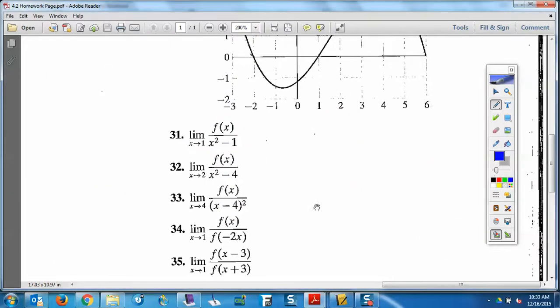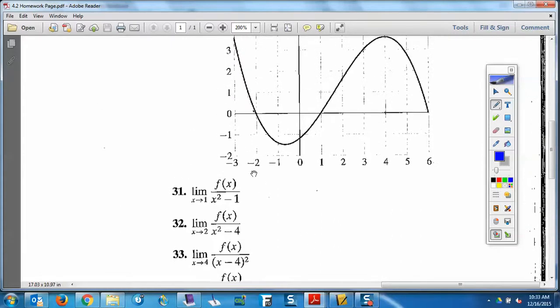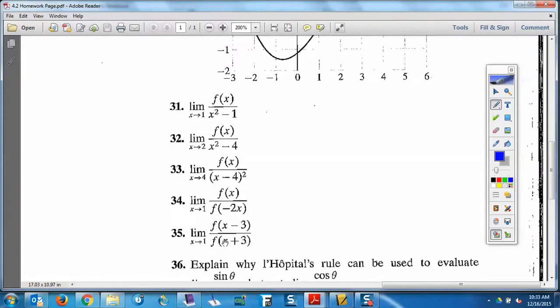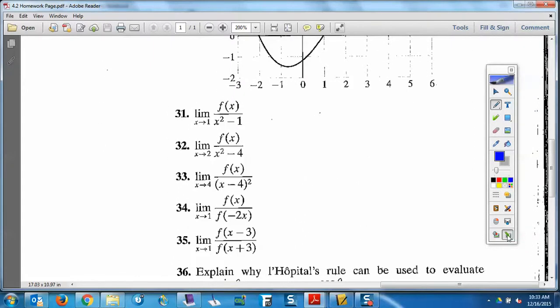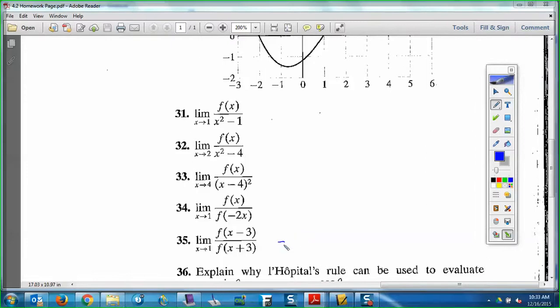Okay? So, same picture. X approaches 1. Now, notice it's f of x minus 3. So, we're going to put a 1 in. 1 minus 3 is negative 2. So, what's f of negative 2? 0. Then we put a 1 in here. 1 plus 3 is 4. F of 4, 3.5. So on number 35, we plug in a 1, we get 0 over 3.5, which is?